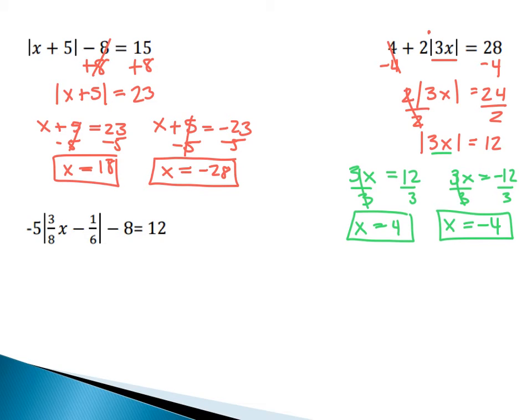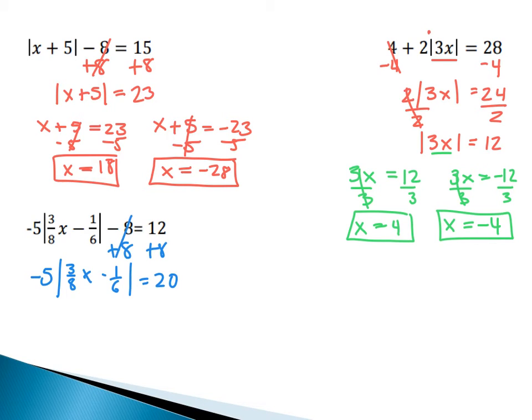So I'm going to isolate the absolute value by moving anything that's on the outside to the other side. So I'm going to start first, like we would, and add 8 to both sides. Again, I'm going to try and get the absolute value by itself. So I'm going to be left with negative 5 times the absolute value of 3 over 8 x minus 1 over 6, and that's going to equal 12 plus 8 is 20.